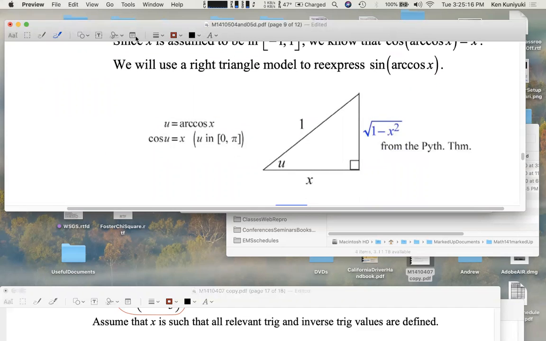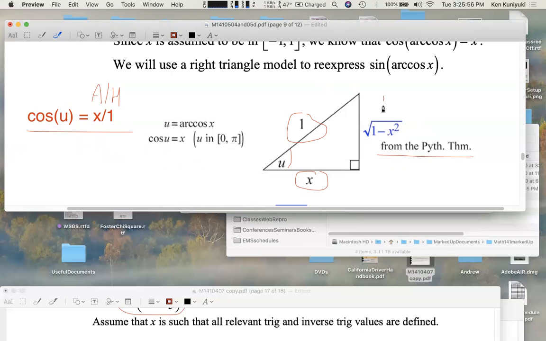Another way to look at it: cosine of u is x over 1. Cosine is adjacent over hypotenuse, so a natural model for this statement would look like this. Cosine of u, this angle here, is equal to adjacent over hypotenuse. x over 1 is x. And then how do we get this missing side length in terms of x? We use the Pythagorean theorem.